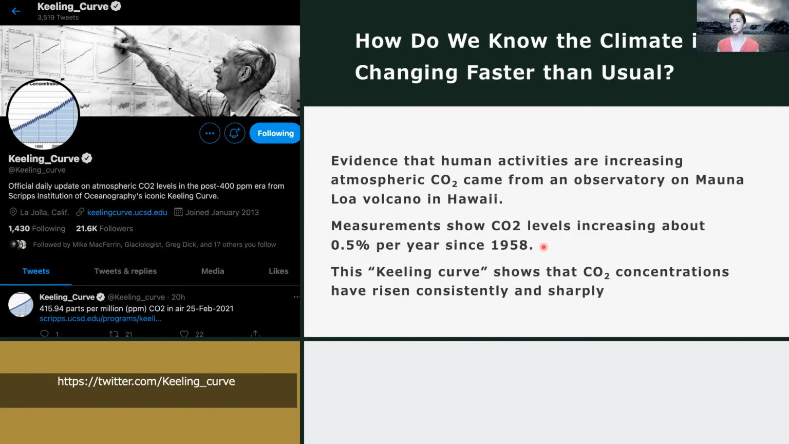It was established by a scientist called Dr. Keeling, and so we call this data the Keeling curve. The Keeling curve shows that CO2 concentrations have risen consistently and sharply ever since measurements started. We can map out the rate of this increase and see that it's increasing about 0.5% per year. If you're curious, you can follow the Keeling curve on Twitter, where you get readouts of the parts per million concentration of CO2 each and every day.